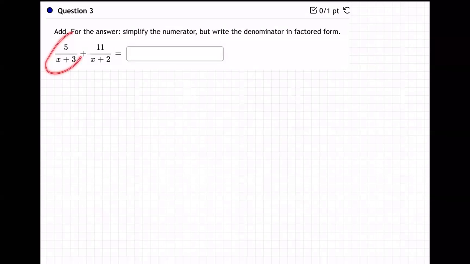So on this question, we're trying to add these two fractions together. Well, in order to add fractions, the first step is to find a common denominator. So we've got to make the common denominator. We got to make the two denominators the same, common. So how do we do that?